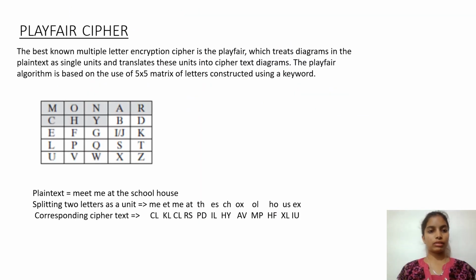Moving on to the Playfair cipher. The best known multiple letter encryption cipher is the Playfair cipher, which treats digrams in the plain text as a single unit and translates these units into cipher text digrams. The Playfair cipher algorithm is based on a 5x5 matrix that is constructed using a keyword. In this example, we will look into the 5x5 matrix which has the keyword monad.